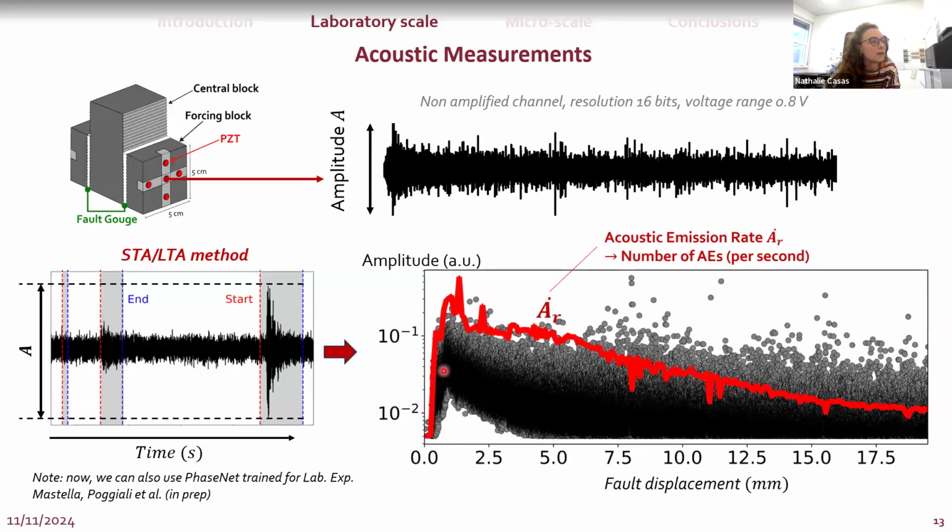And then, thanks to this catalog, here you see in gray all the different acoustic events that can happen during one experiment, we can compute, for example, the acoustic emission rate, which is the number of acoustic emissions per second, and which is here in red.